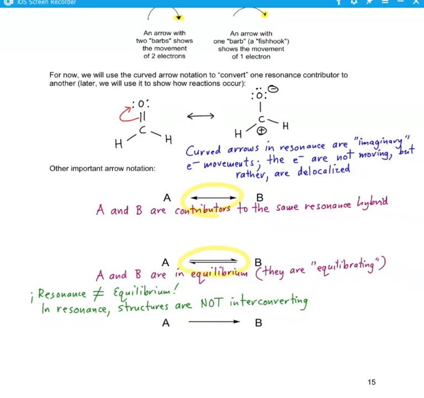Now this last arrow, going from A to B, just pointing in the forward direction towards the product, we can just call this a reaction arrow. And what this is telling us is that A reacts to produce B.